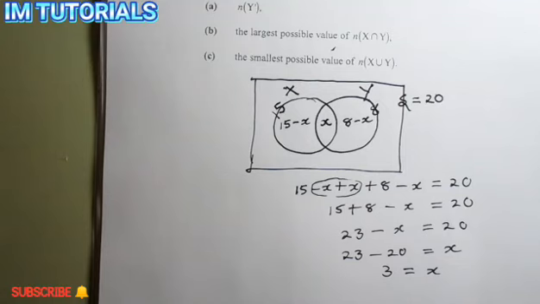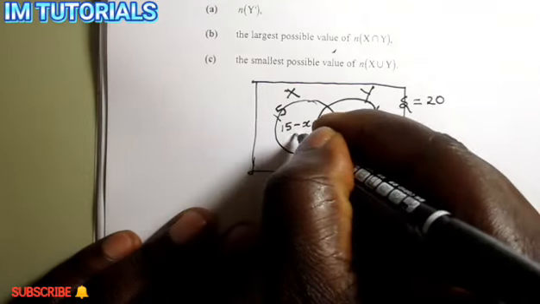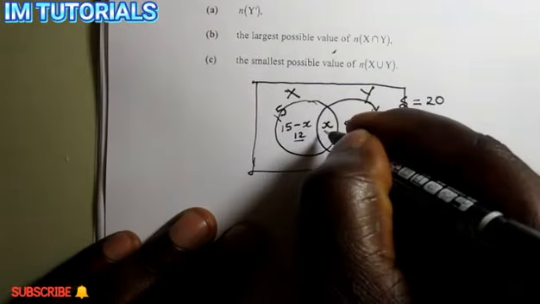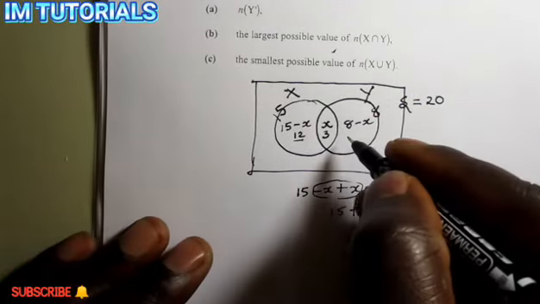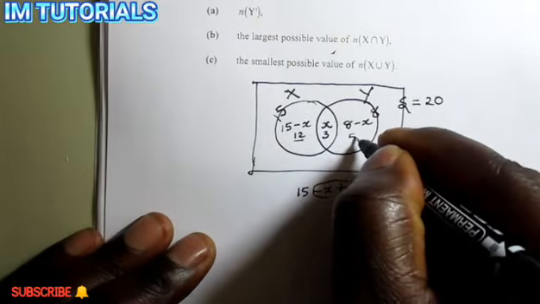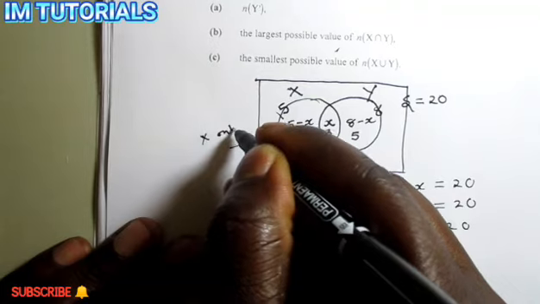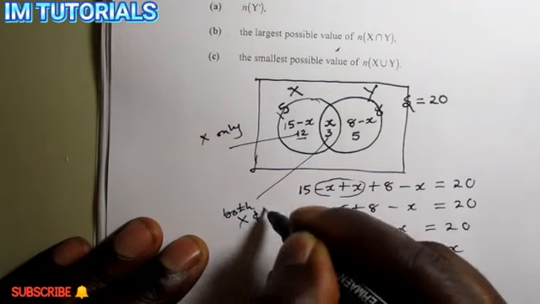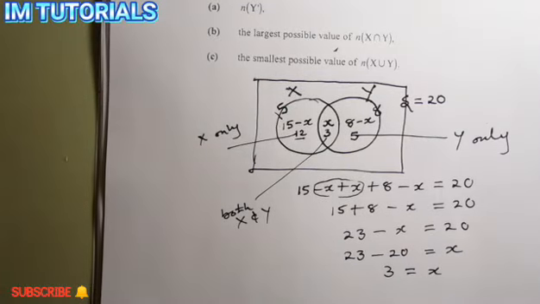So if 3 is representing x, it means that 15 minus 3, the number of terms representing x only, is 12. Then I'm going to put 3 where 3 is the number representing both x and y. Then 8 minus 3, you get 5, and this 5 is representing y only. So 12 is representing x only, 3 is representing both x and y, and 5 is representing y only. I hope you are listening, class. So 12 plus 3 plus 5, you get 20.